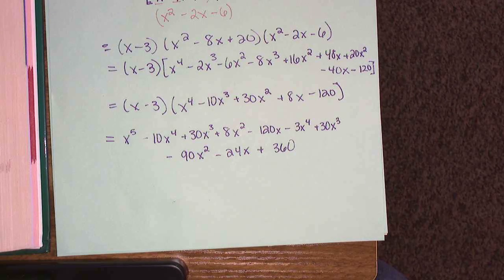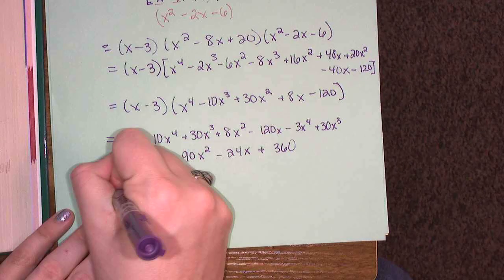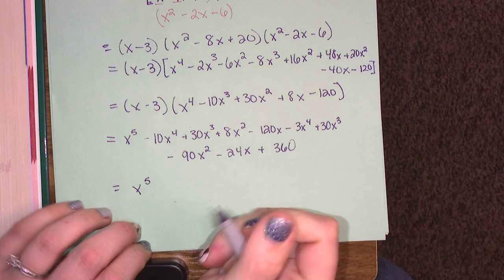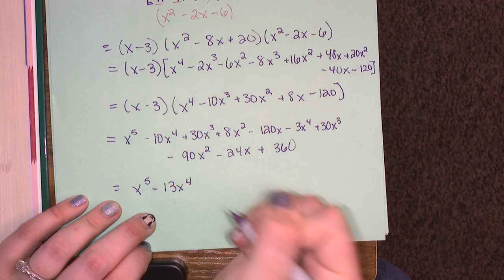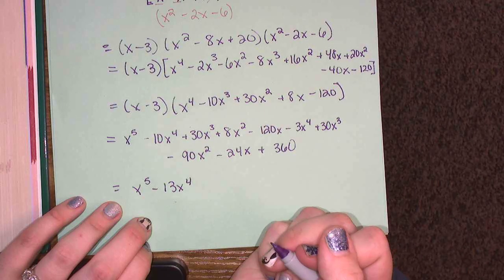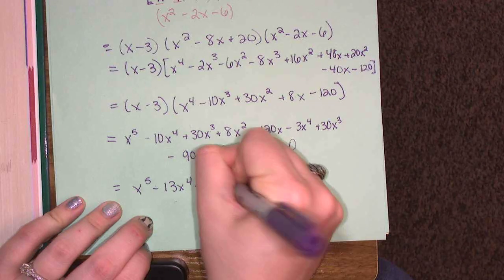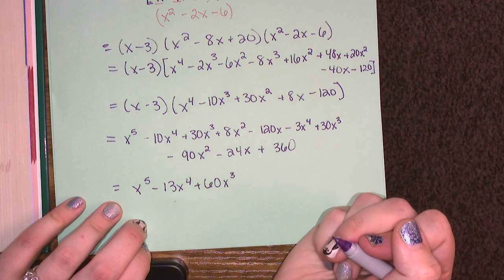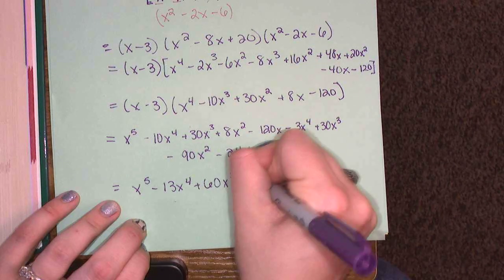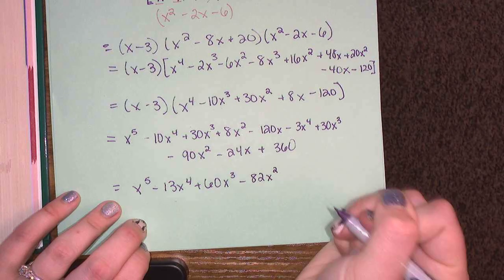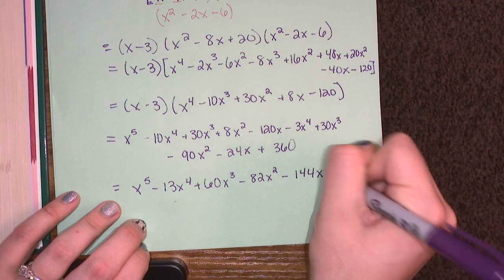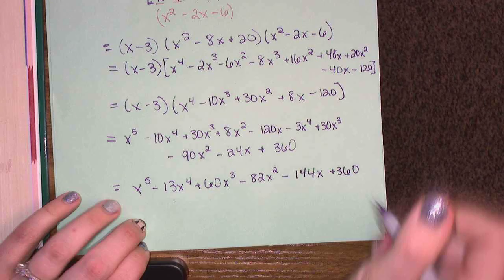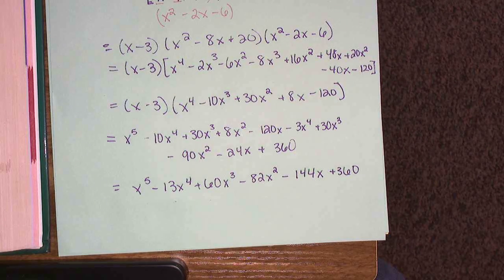Alright, and then you just simplify it, get all like terms together, so x to the 5th minus 13x to the 4th, plus 60x cubed. If I add something wrong, somebody please stop me. Minus 82x squared, minus 144x plus 360. And you're done. Wow.